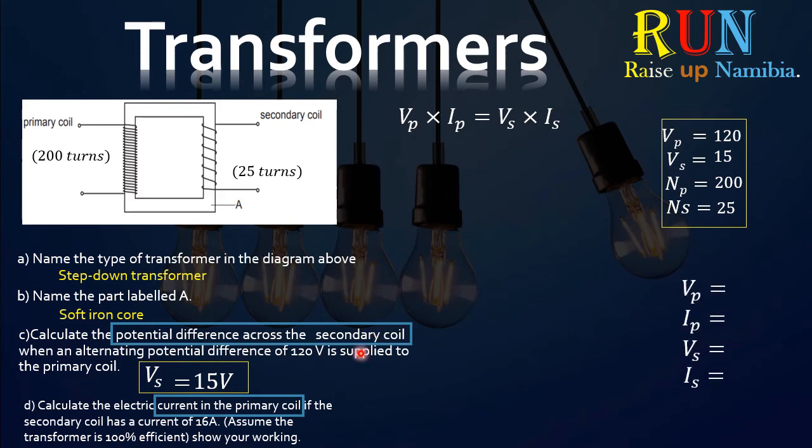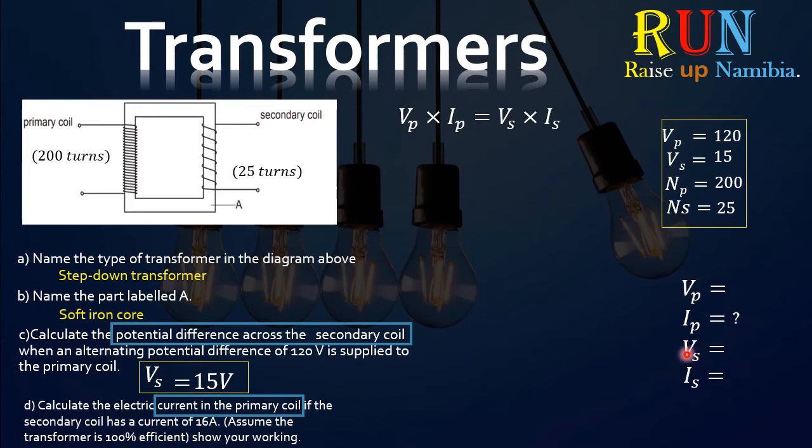Then we check again, what were we asked to calculate? We are asked to calculate the current in the primary coil. Now we know current is I. So are we going to use Ip or are we going to use Is? Since we are told to calculate the electric current in the primary coil, we are going to use Ip. But if it was on the secondary coil, we would have used Is. But now here it says primary coil, so we will use Ip. So we go to Ip and we put a question mark.